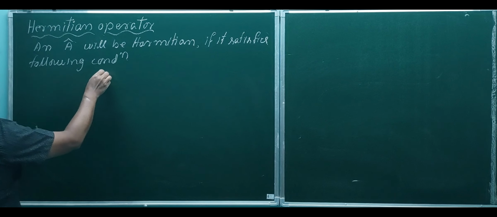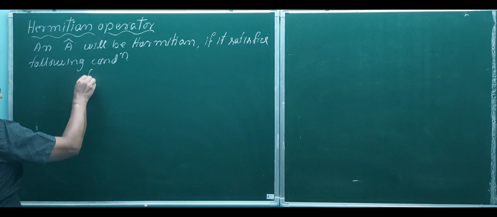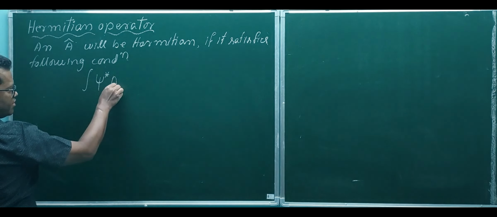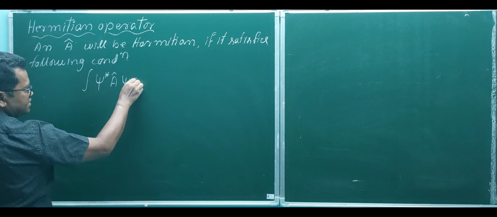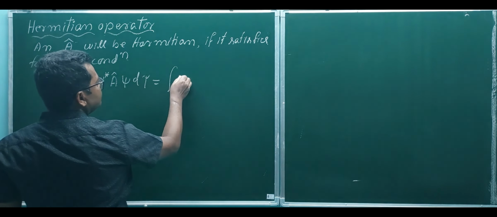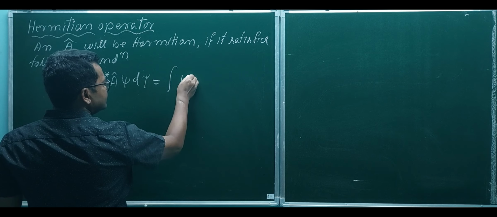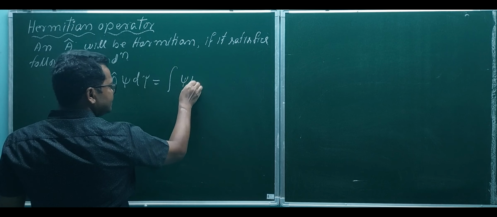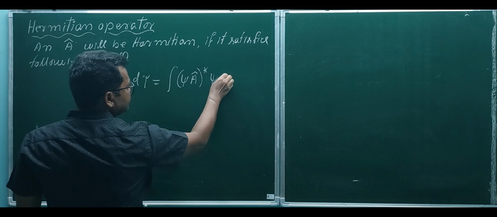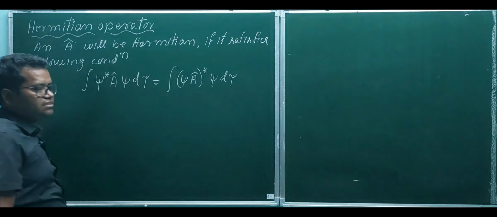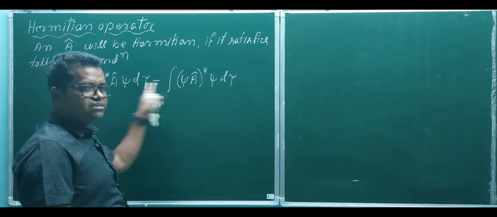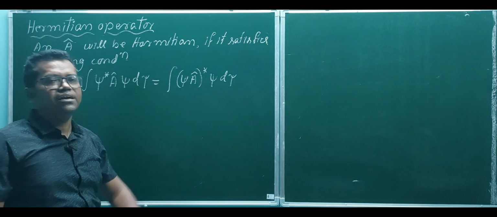That is, the integration of psi star A cap psi d tau is equal to the integration of (A psi) star psi d tau. This is the condition. When an operator A satisfies this condition, then A will be a Hermitian operator.